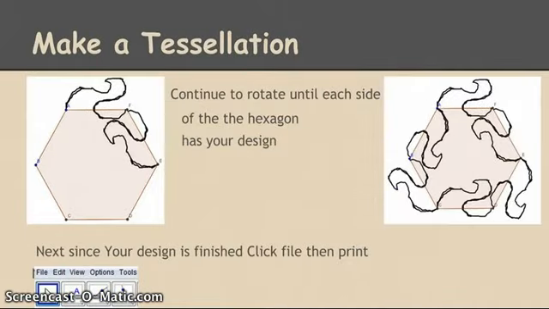Continue to rotate on each side of the hexagon until each side of the hexagon has your design. It's just the same steps, 120 degrees counterclockwise all the way around. So with your second one, you'll click your pattern and then point E, 120 counterclockwise all the way around. Next, since your design is finished, you can hit File and Print.